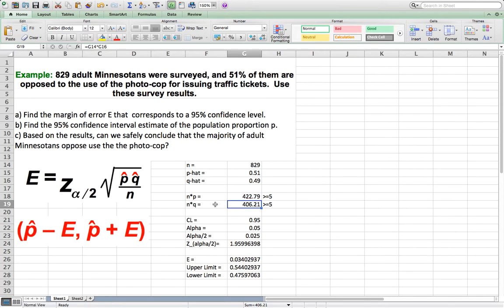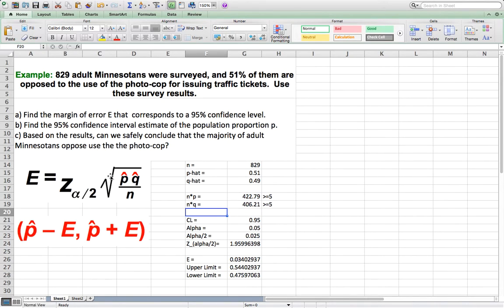Okay, the condition is satisfied. We also need to check if sample size multiplied by q hat is greater than or equal to 5 or not. So sample size in G14 multiplied by q hat in G16. That equals 406.21, greater than or equal to 5. So the last condition is satisfied, which means n times p hat and n times q hat are both at least 5. Okay, now we can begin to do the work.